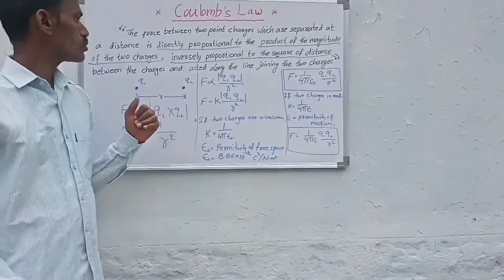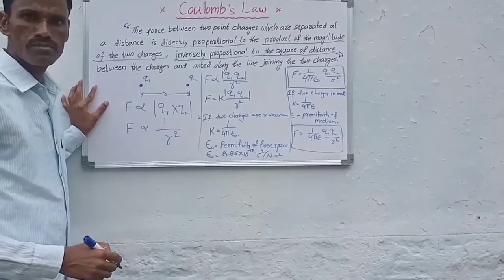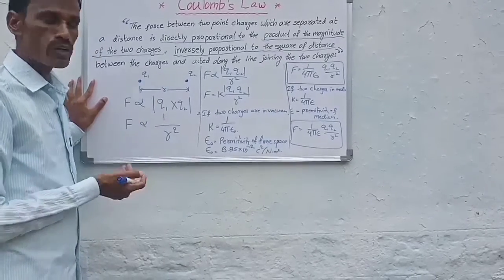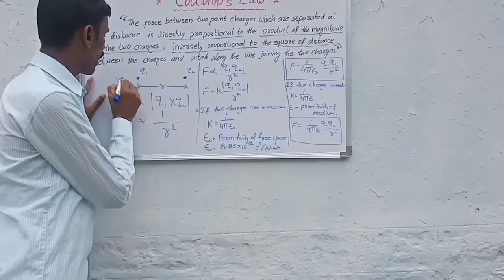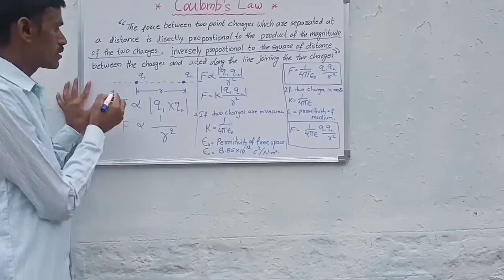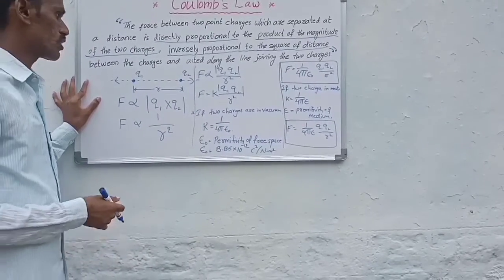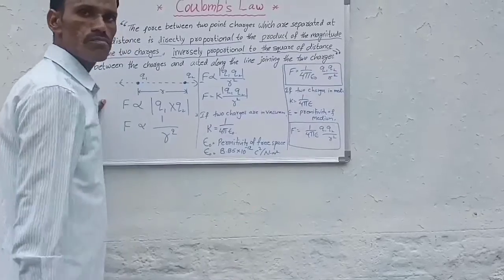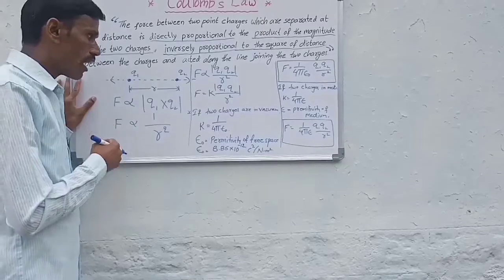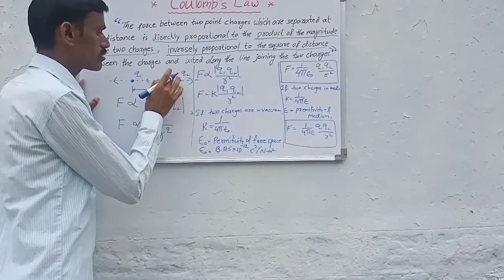Now what about direction? If these two charges are like charges, the force is a repulsive force, and it acts along the line joining the two charges. That's why the force is outwards from the two charges. If these two charges are unlike charges, then the force between them is an attractive force. So this one attracts this one.